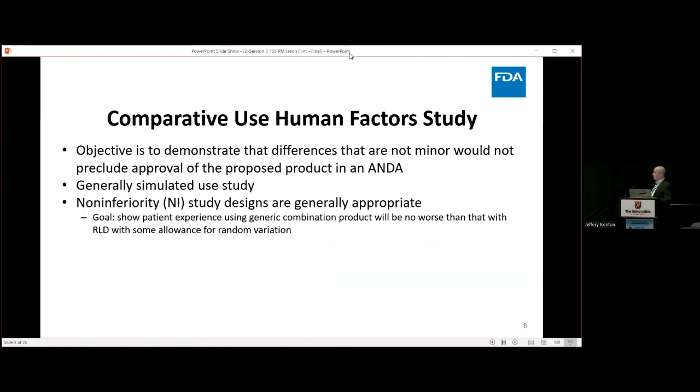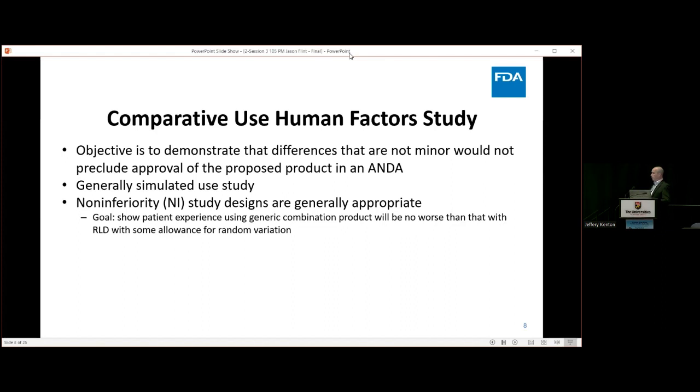So we'll get into the comparative use human factors study. Here, the objective is, so we've identified other design differences. We have determined that you need to perform a comparative use human factors study. And the objective of that study is to demonstrate that the differences that you have identified that are not minor wouldn't preclude approval of the proposed product in the ANDA. Generally, this is done through simulated use. And non-inferiority designs are generally appropriate.